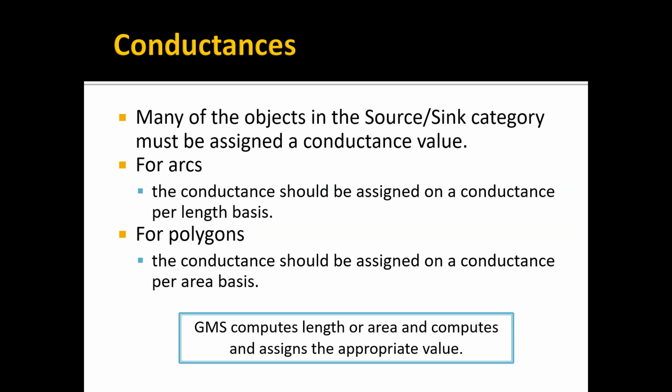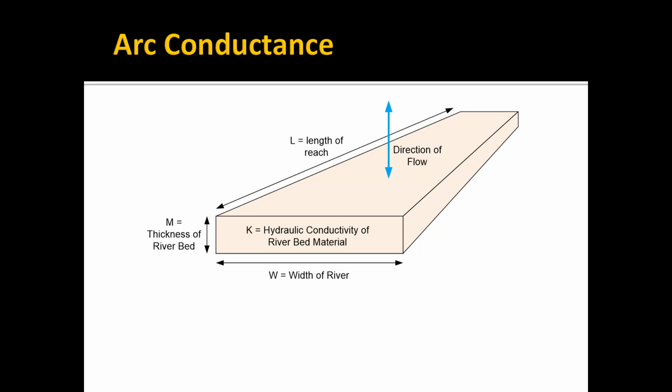So what we want to do is let GMS calculate the length of an object in a cell or the area of overlap on a cell, and then determine the appropriate cell-based conductance value. Let's dig into this a little deeper. Let's suppose you have an arc, and we've seen a diagram similar to this before. Let's suppose that we are using an arc to represent a river object that will be simulated by the river package.